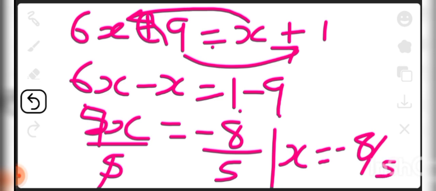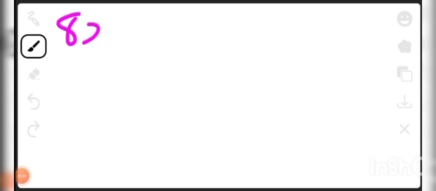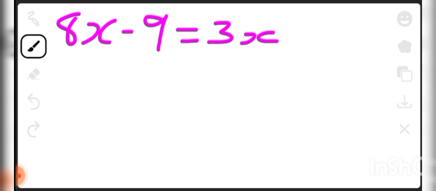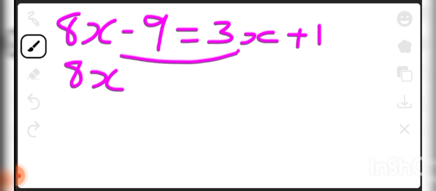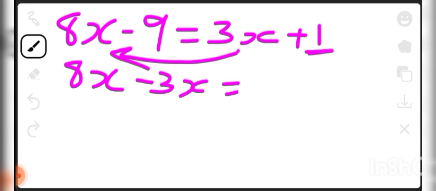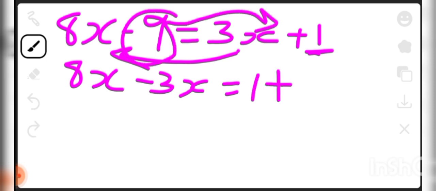Let's look at another one. Let's say if 8x minus 9 is equal to 3x plus 1, what will be x? So remember, collect like terms. 8x, move this to this side to have minus 3x is equal to, you have plus 1 already here. Then this minus 9 moves to this side and becomes plus 9.